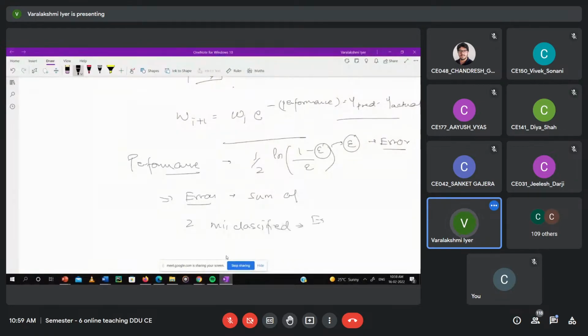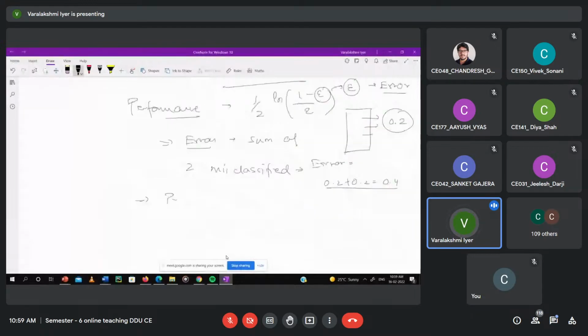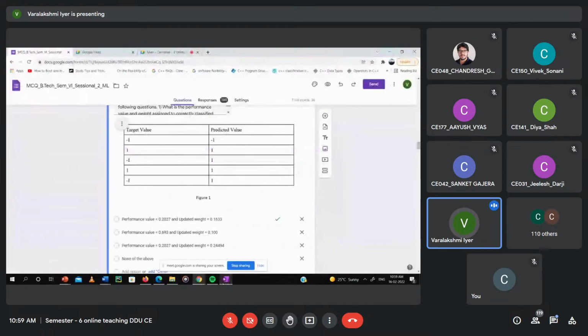So the error is equal to the sum of the weights of the misclassified samples. The initial weight assigned to all of the data samples was 0.2. So the error will be 0.2 plus 0.2, which will be 0.4. Okay, we have calculated the error. Now we'll calculate the performance using 1 upon 2 ln of 1 minus epsilon upon epsilon. Using this formula, you may calculate the performance. And later, I have asked you to find the weight update for the correctly classified samples.